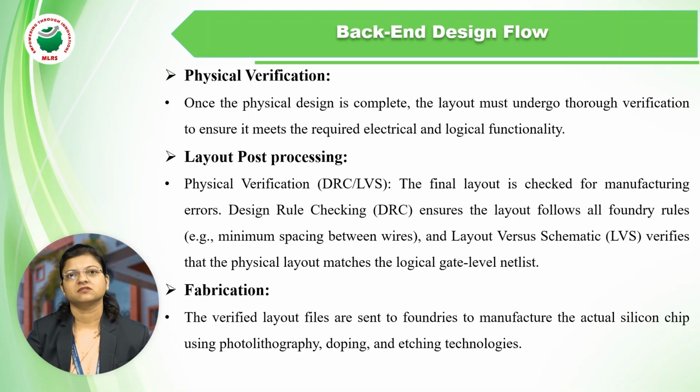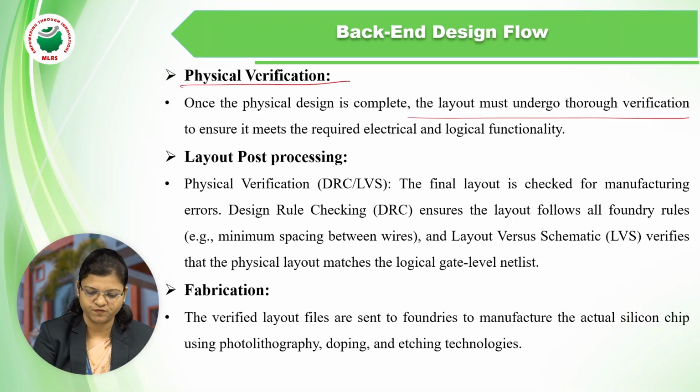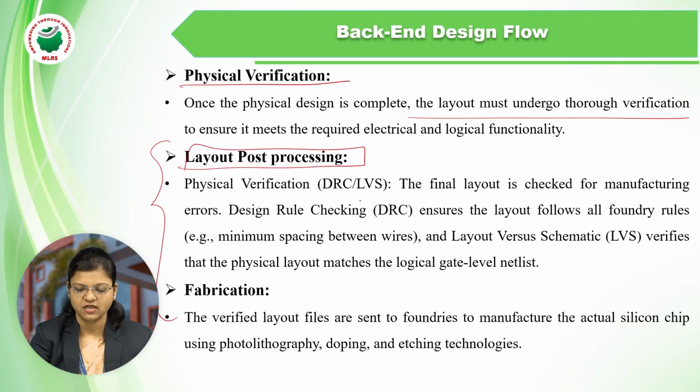Then after completing all these 6 steps, we have to verify whether the physical design we have built is correct or not. So for that, we have to verify whether it is meeting electrical as well as functional requirements, whether the design is functionally correct or not, after the completion of the design. So this comes under the physical verification. After that, layout post processing, in this DRC and LVS we have to check. So physical verification includes these two processes, DRC and LVS.